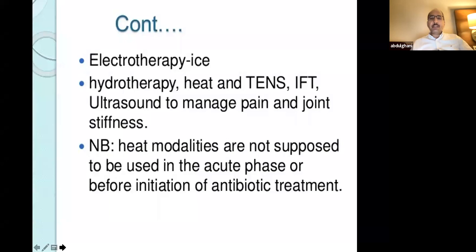Attempt not only exercises, but other modalities like electrotherapy, ice therapy, hydrotherapy, heat, TENS, IFT, and ultrasound to manage the pain and joint stiffness. Note, the heat modalities are not supposed to be used in the acute phase or before initiation of antibiotics.